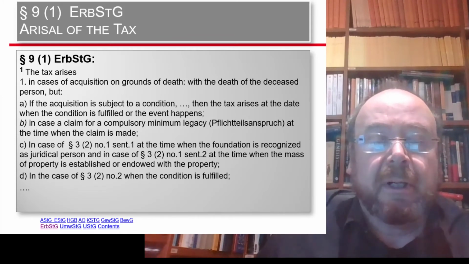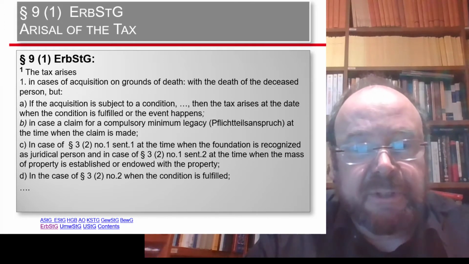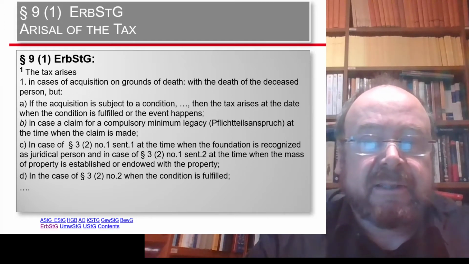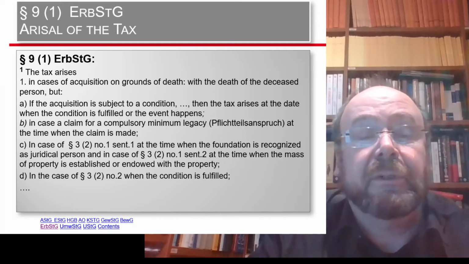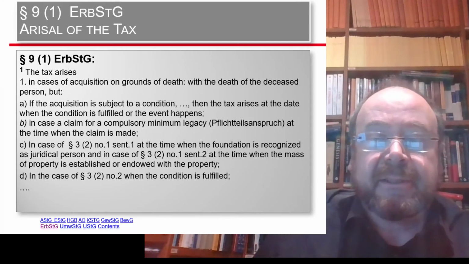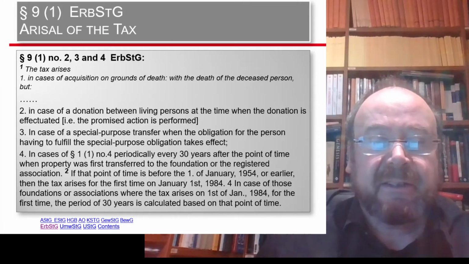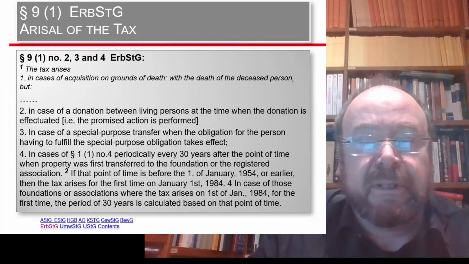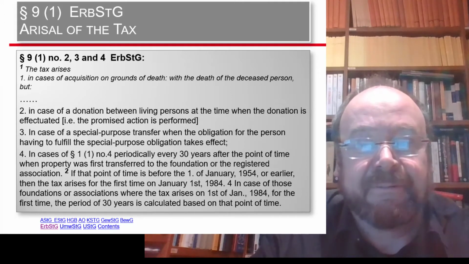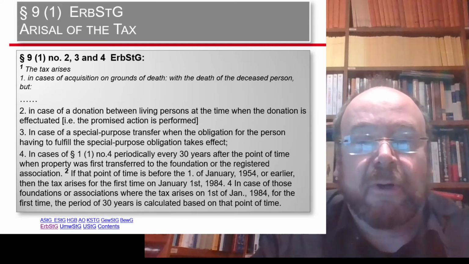And as you know, our case is per our rule, which we need is paragraph 9, especially paragraph 9.1. The tax arises in cases of acquisition on ground of death. Oh no, not what we need here. So evidently we have to look a bit further, because here we are talking about the donation. 9.1, number 2, in case of a donation between living persons at the time when the donation is effectuated, so performed or executed. So not when it's promised, but when it is really done.